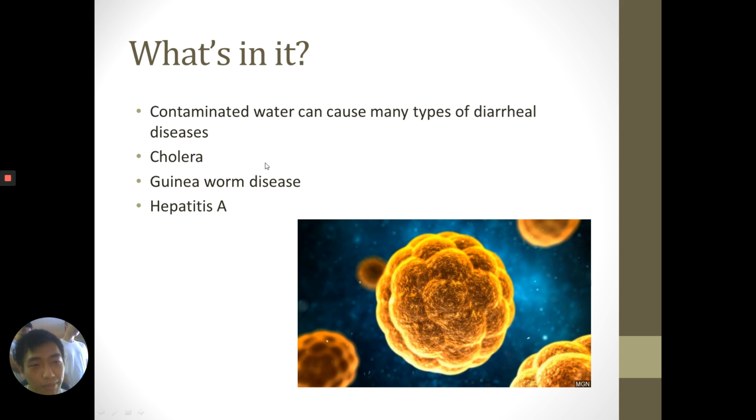Unclean water causes many types of diarrheal diseases, such as diarrhea. And it can cause dehydration, which needs water to fix, so it's a very toxic cycle. It can also cause cholera. And worse, it can cause guinea worm disease, which can cause infection in the digestive system, which can ultimately lead to death. And hepatitis A, which is the bacteria or virus seen as below.